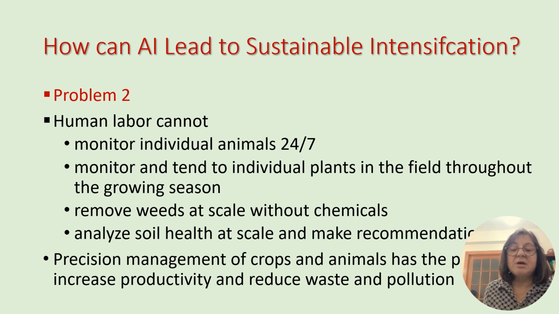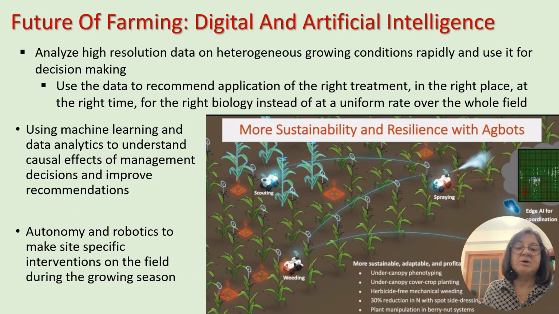And lastly, it is not technologically possible for human labor alone to analyze soil health at scale and make recommendations for how to improve soil health. And so precision management of crops and animals can be improved through artificial intelligence technologies. And the way in which these technologies can actually do so is by not only gathering high resolution spatial data, but also analyzing that data and the growing conditions rapidly and using it for decision making.